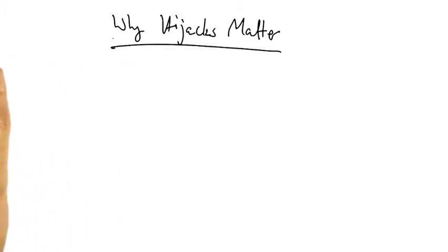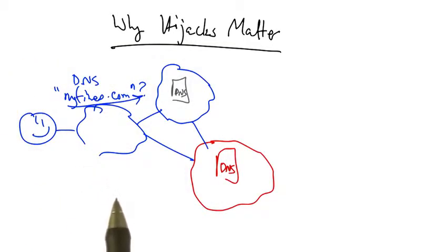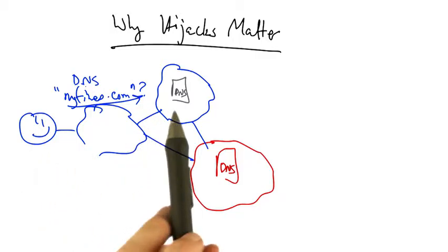Let's talk about why hijacks matter. Let's suppose that you would like to visit a particular website. To do so, you first need to issue a DNS query. Now, the authoritative DNS server for a particular domain might be located in a distant network.